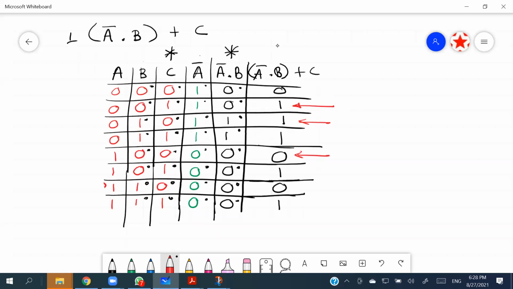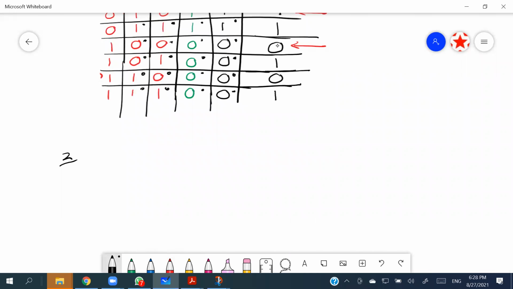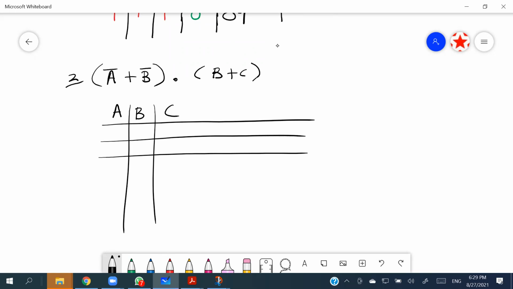So second one, the question is A bar plus B bar dot B plus C. Right? So here comes the expression A bar plus B bar within brackets dot B plus C. Right? Okay, so A, B, C, 3 columns are going to be there because we can find 3 variables. Again, as usual, I'm going to have 8 rows.